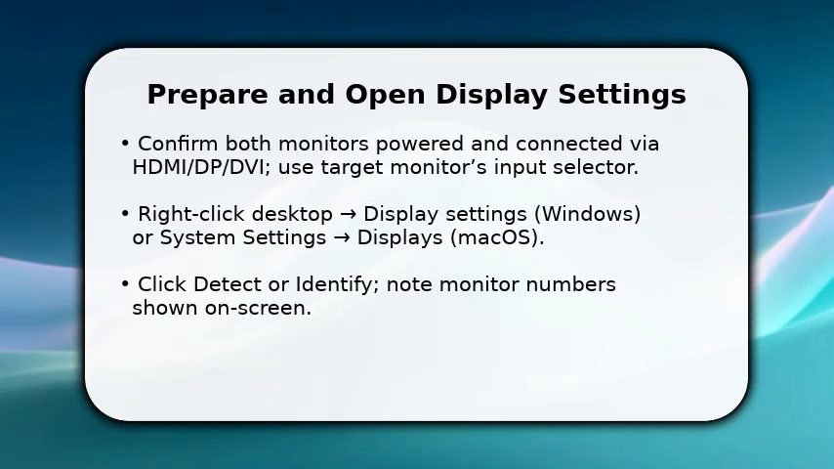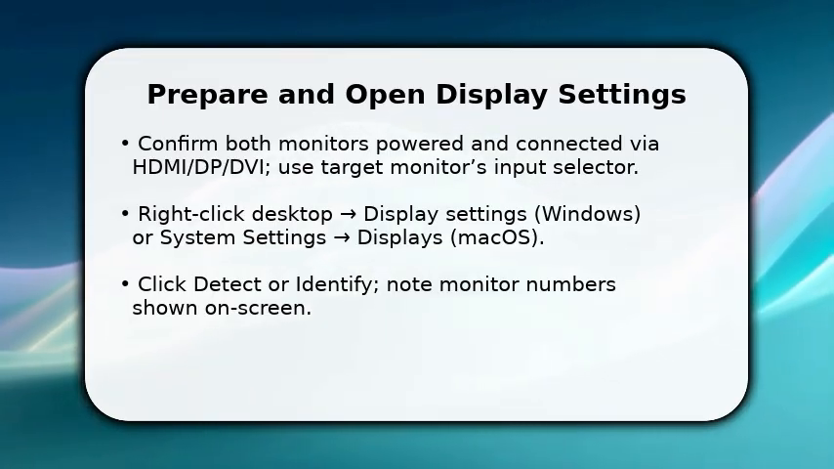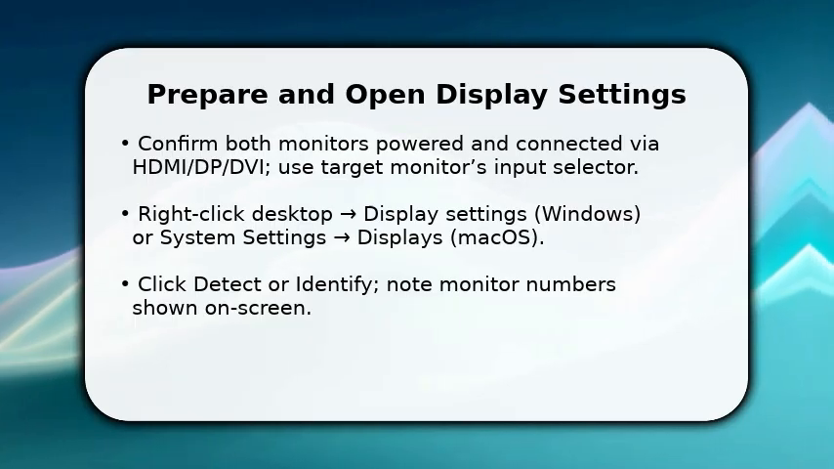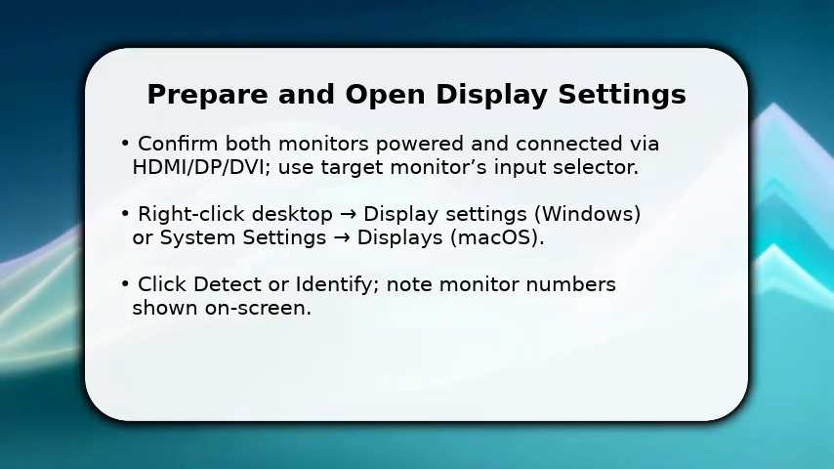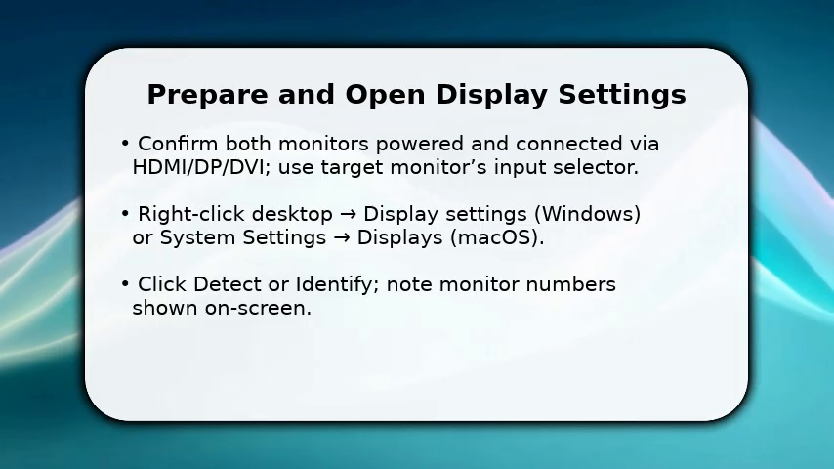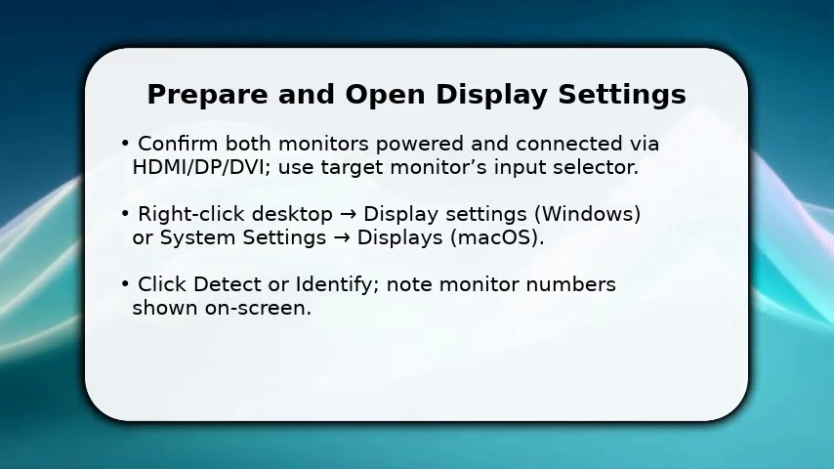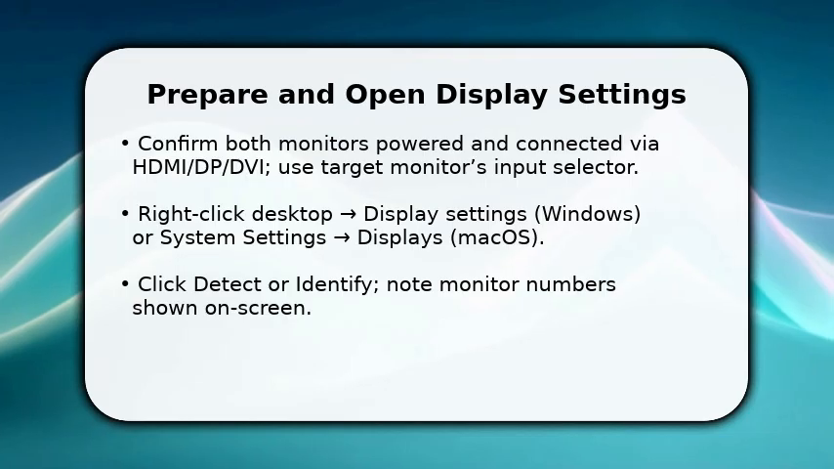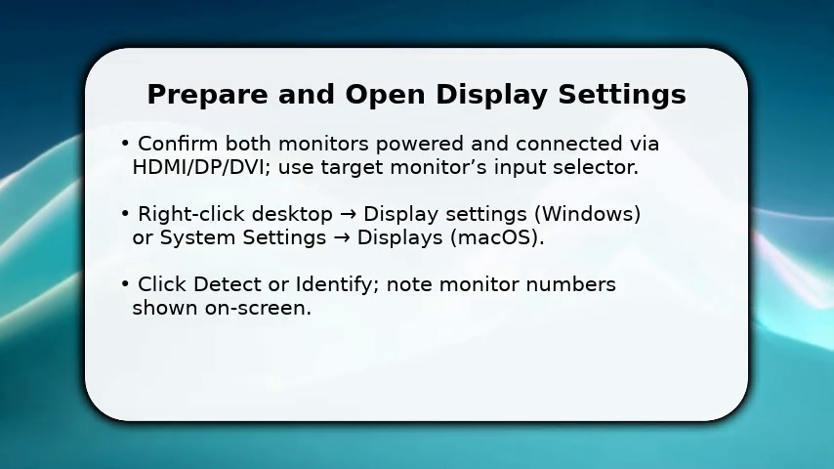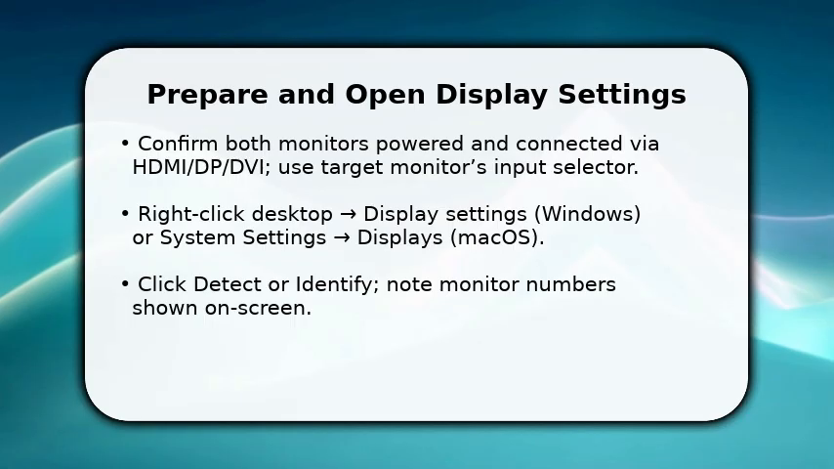You start by confirming cables and power so the system can detect both screens. This avoids wasted steps. Next, open Display Settings on Windows or Displays in System Settings on a Mac. Once there, click Detect or Identify so you see numbered monitors. That number tells you which screen the system recognizes.